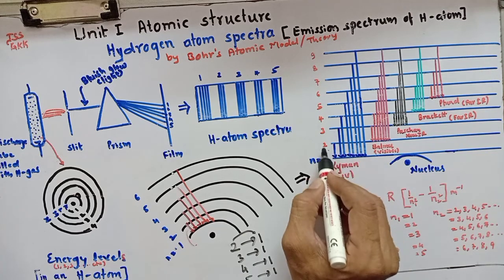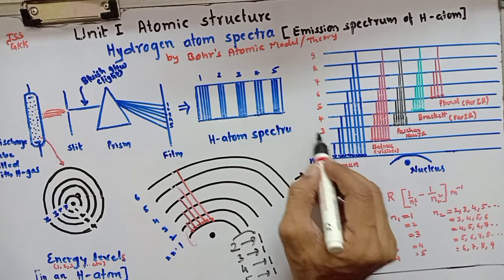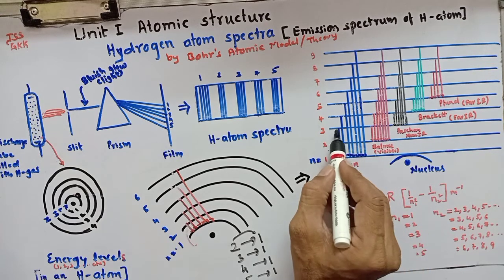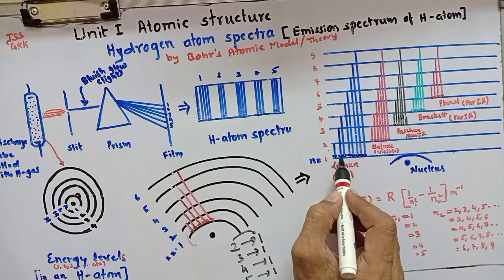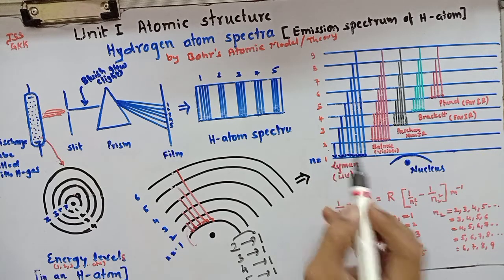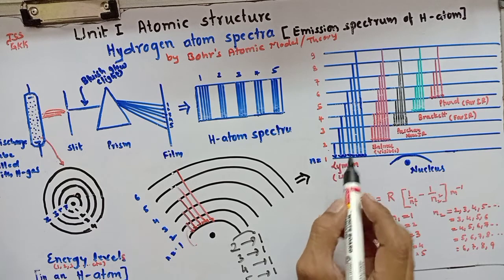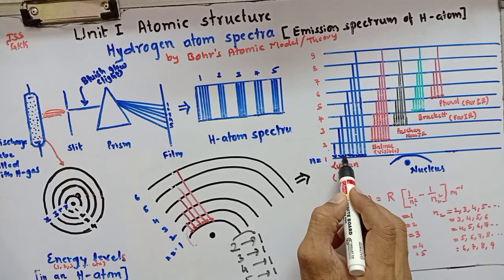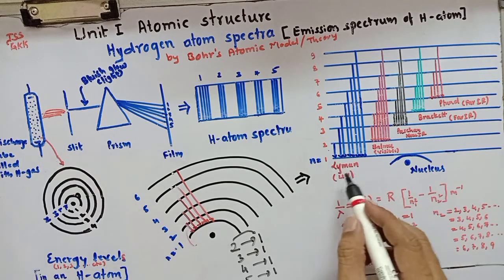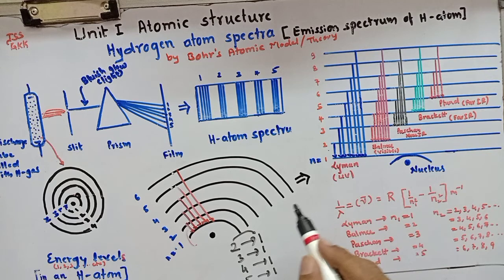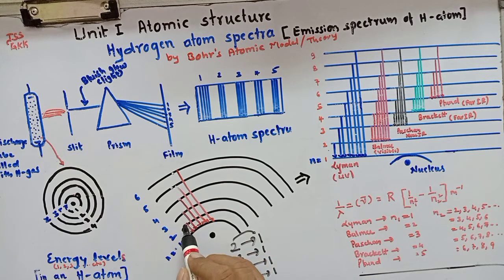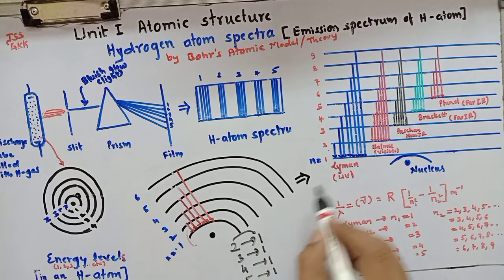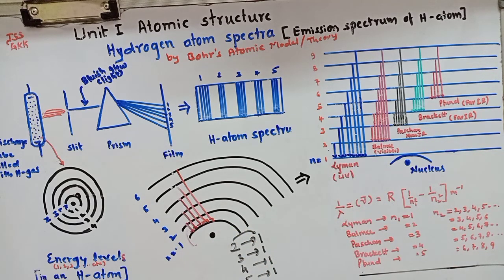This is the second spectral line. That means 3 minus 1 is 2. The second spectral line of the Lyman series will be produced when the electron jumps from the third energy level to the first energy level. Similarly, the third spectral line of the Lyman series will appear when the electron jumps from the fourth energy level to the first energy level. Thus, the Lyman series of spectral lines will appear when the jumping of an electron takes place from a higher energy level to the first energy level. So that will give the Lyman series of spectral lines.